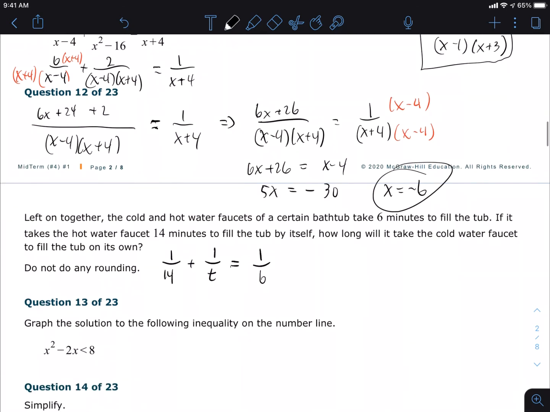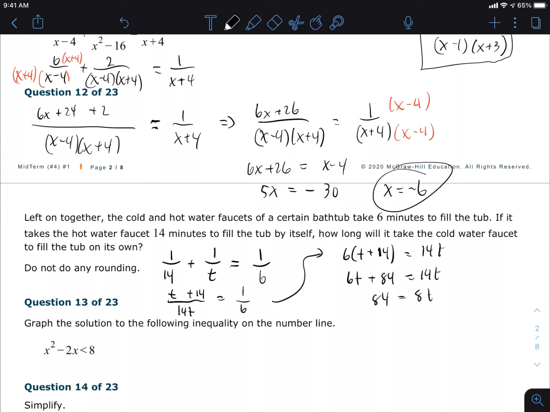So what I'm going to do is find common denominators. So that's (t plus 14) over 14t is going to be equal to 1/6. Now what I need to do is cross multiply. So 6 times (t plus 14) is equal to 14t. So 6t plus 84 is equal to 14t. So 84 is equal to, take away 6t, that gives me 8t. So t is equal to 84 divided by 8. So t is equal to 10.5, and it was minutes.